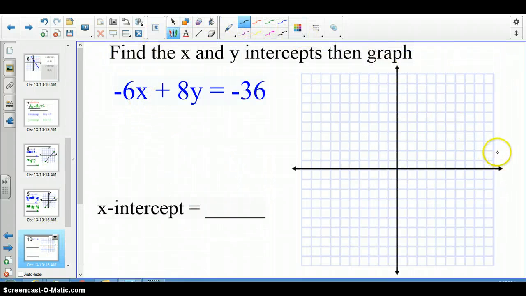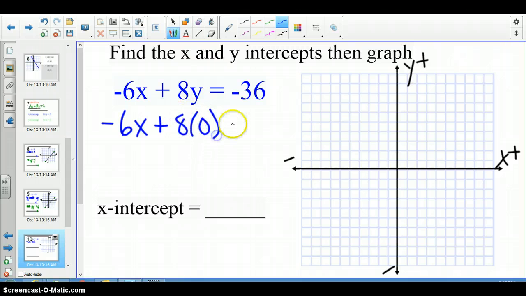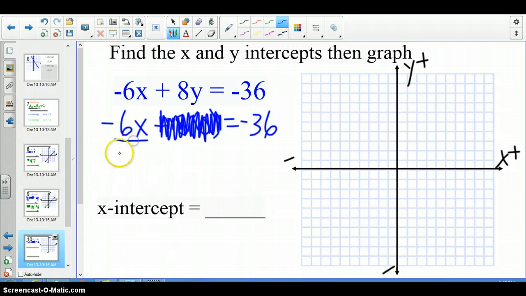So the next one, I'm just going to go ahead and label my x and y axes with positive and negative for the directions. I'm going to find my x-intercept, so I'm going to plug 0 in for y. So 8 times 0 is 0, so this is gone. Now I'm going to divide it by negative 6. So I get x equals 6. So I could go and plot that. On the x-axis, I'm going right 6 units.